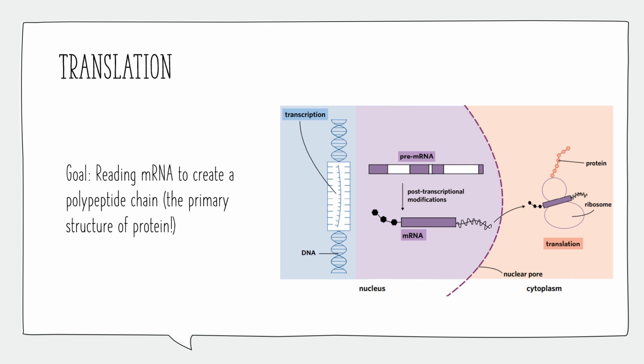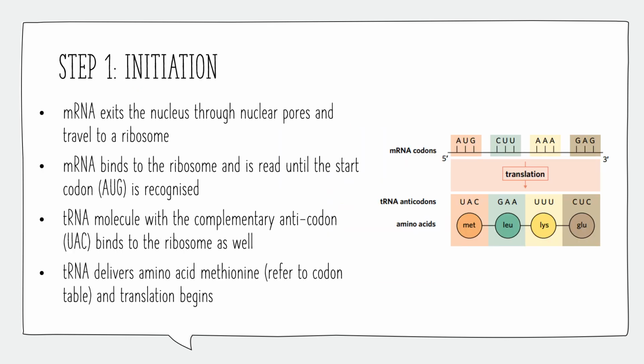So once we have transcribed, once we have turned our DNA instructions into a messenger RNA that has been processed and spliced, then we go to translation. The goal of translation is to read this mRNA that's just been produced to create our polypeptide chain, or the primary structure of the protein that we learned about in our last lesson, okay? Translation has the exact same 3 steps that transcription does. It has initiation, elongation, and termination. But they look a little bit different, obviously, between the processes.